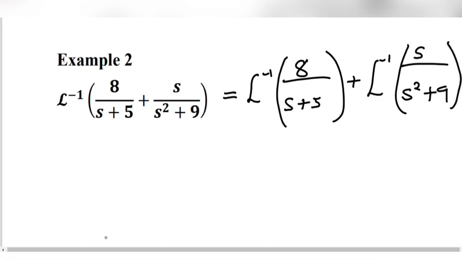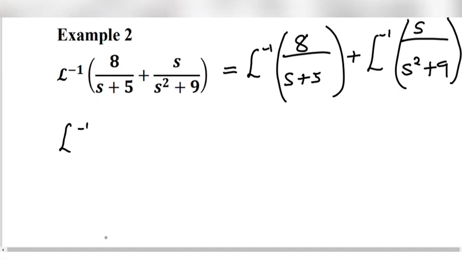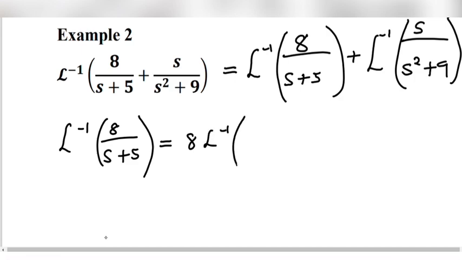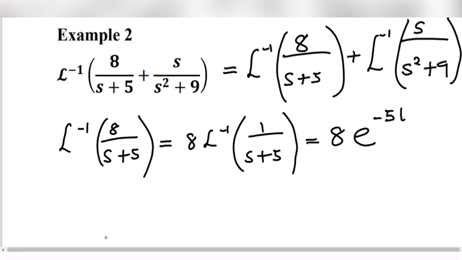And if you look at the first term, Laplace inverse of 8 over s plus 5, you can pull out the 8, then Laplace inverse of 1 over s plus 5, which from what we just did in the last example, this is 8 times exponential negative 5t. Okay, this is positive, so the exponential will have a negative sign. All right, we've already proved this in our previous videos.